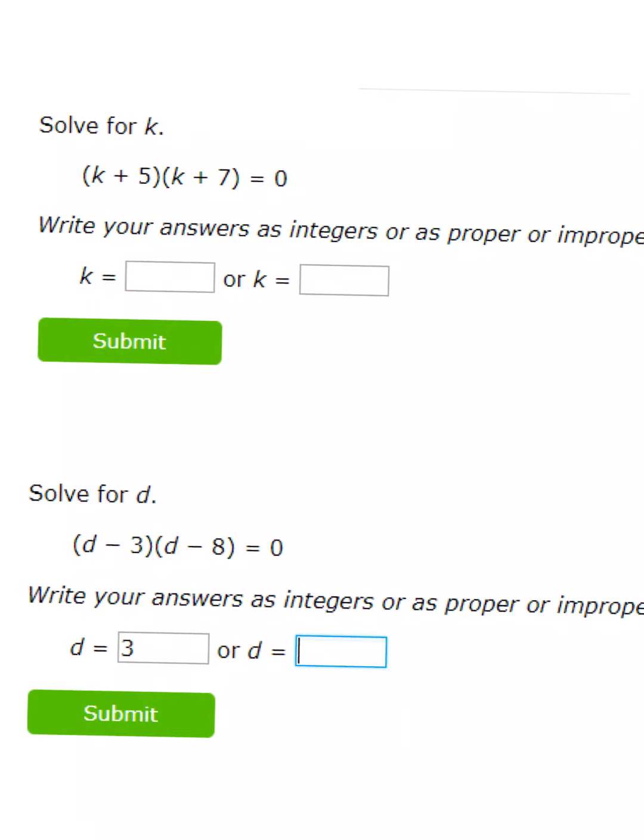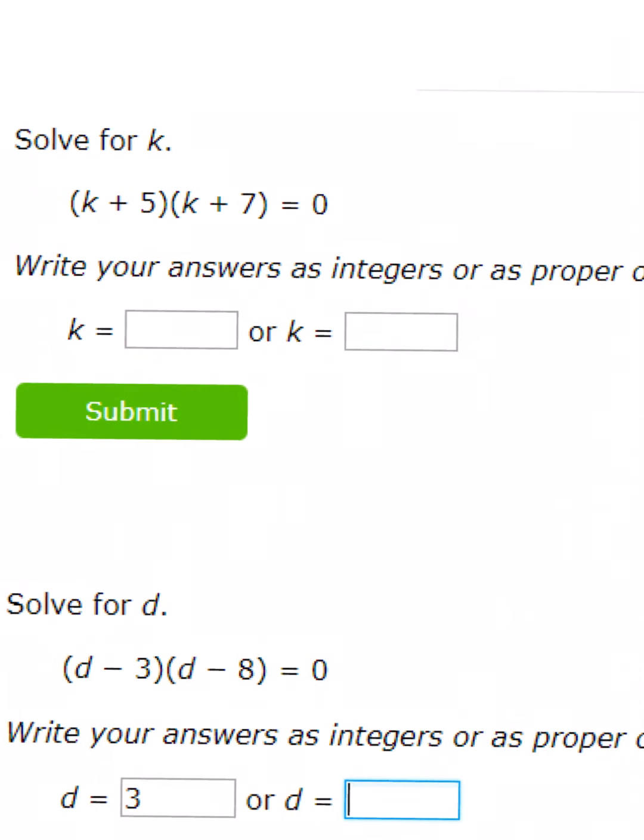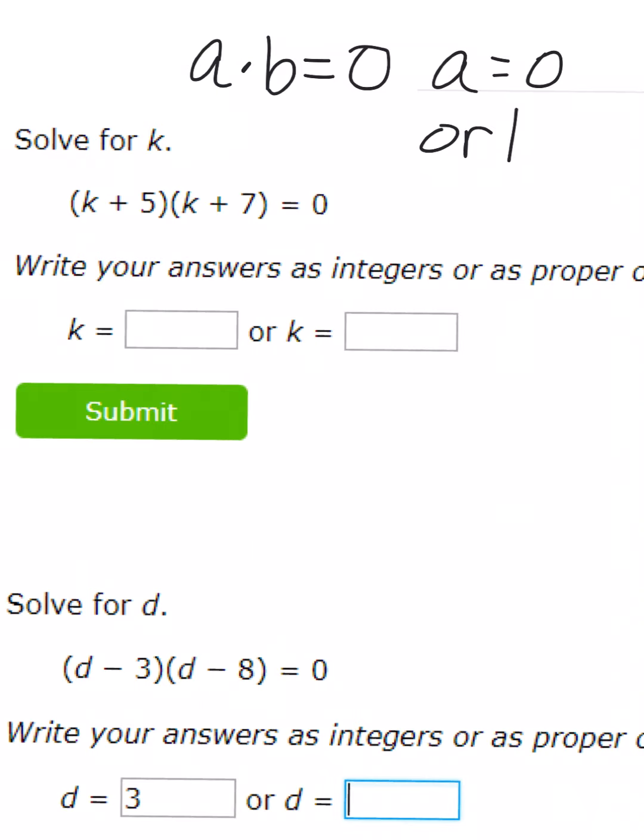So this, k plus 5 times k plus 7 equals 0, is the first problem that I got on my IXL for BB7. And this follows what's called the zero product property rule, which is this. If I have two terms multiplied together and they equal 0, then we know that either A is 0 or B is 0. That's a pretty simple concept within mathematics, because if two things are multiplying to be 0, one of them has to equal 0.